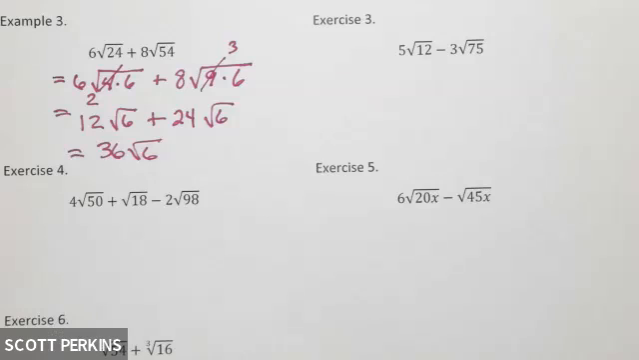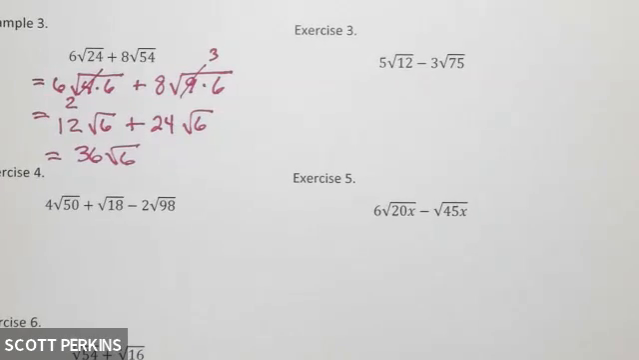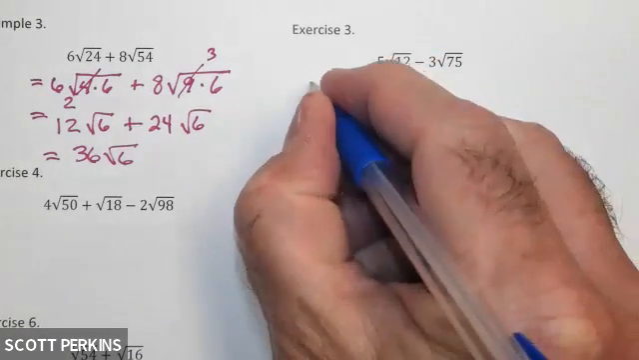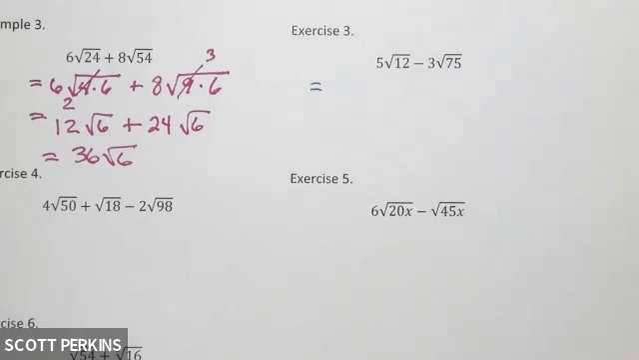All right, so let's give this a try. We'll correct any mistakes. And then exercise 4 is pretty much the same thing. I just added another term for 50% more fun. Okay, so here we go. I've got 5 square root of 12 minus 3 square root of 75.